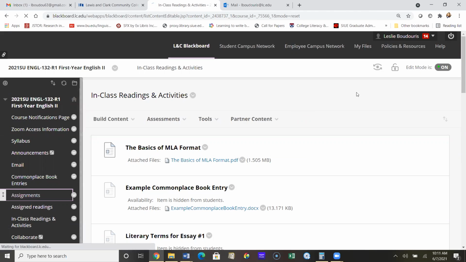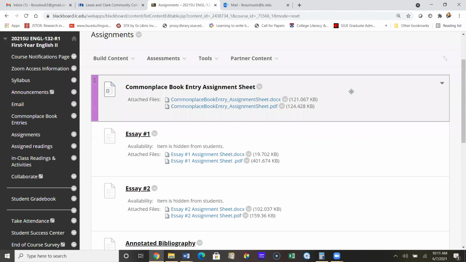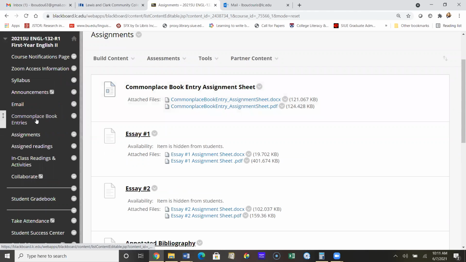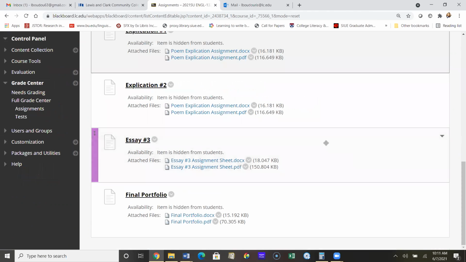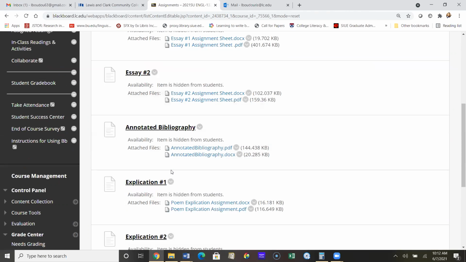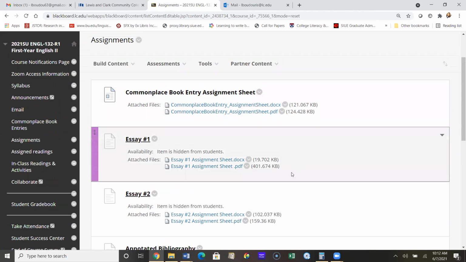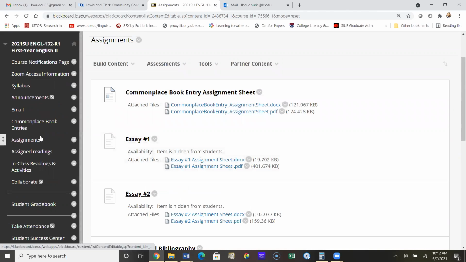And then assignments will be where any formal essays are due. Complex Book entries are to submit only those entries. Assignments will be really anything else. I have the essays, but I don't have them available to you yet because I haven't assigned them. But the anti-bibliography, the 3 formal essays, anything else will be under the assignments tab. So Complex Book Entries is what you will do for the readings. Assignments is everything else: essays, anti-bibliography, portfolio. Assigned readings will be anything that's not in the textbook that you're scheduled to read outside of class. And in-class readings and activities is anything we do during class.